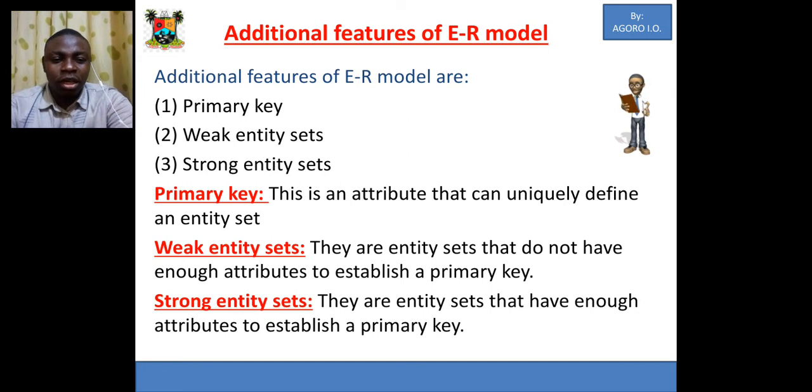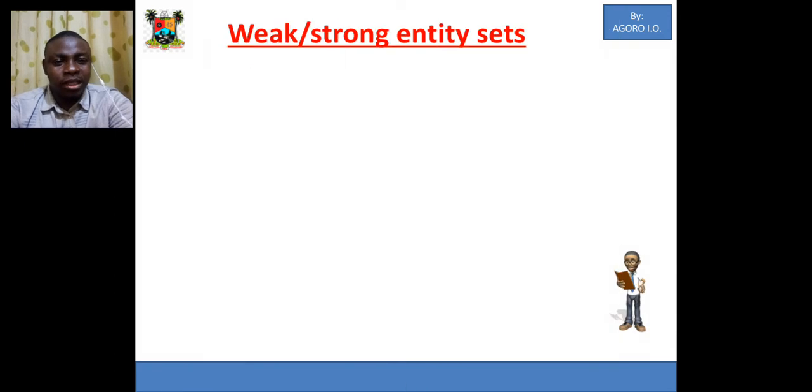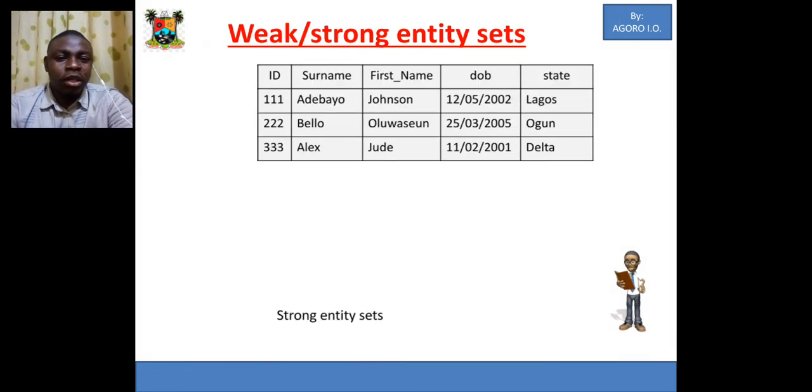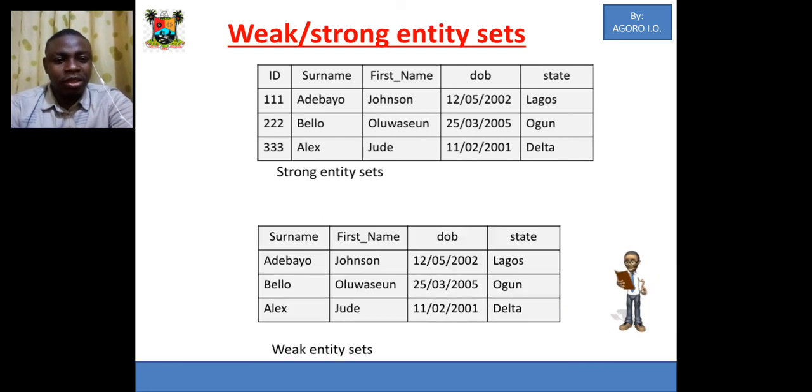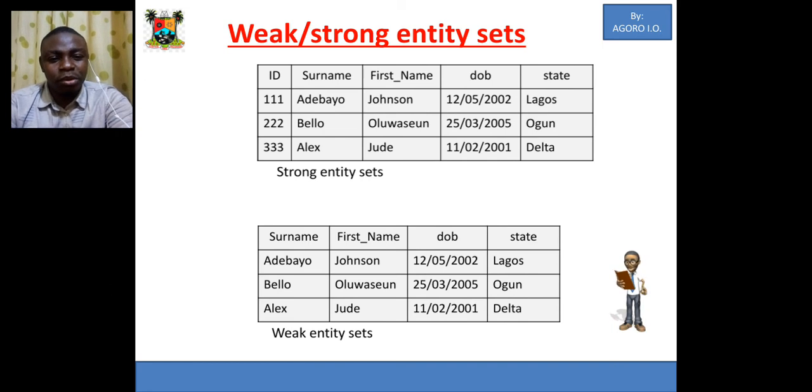Now, we are going to look at the two tables. This table represents strong entity sets. Why? Because this table has enough attributes to establish a primary key, and the ID column is the primary key. Now let us look at the second table. The second table is a weak entity set. Why? Because this table does not have enough attributes to establish a primary key. There is no primary key on this table, so this table represents a weak entity set.